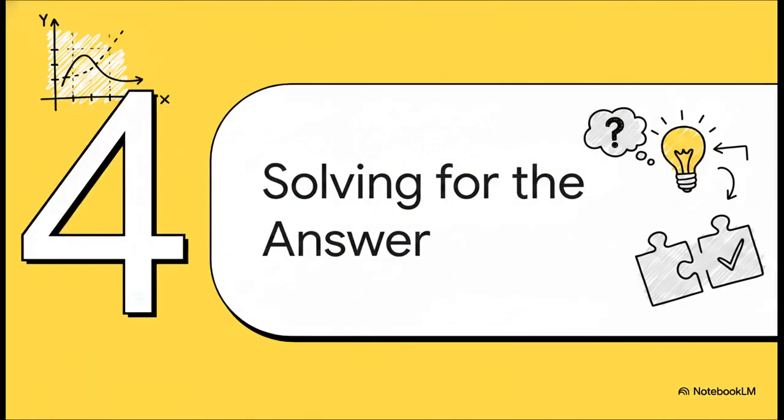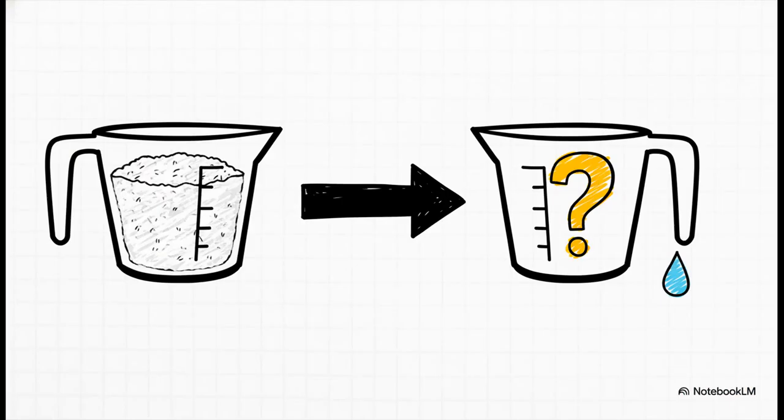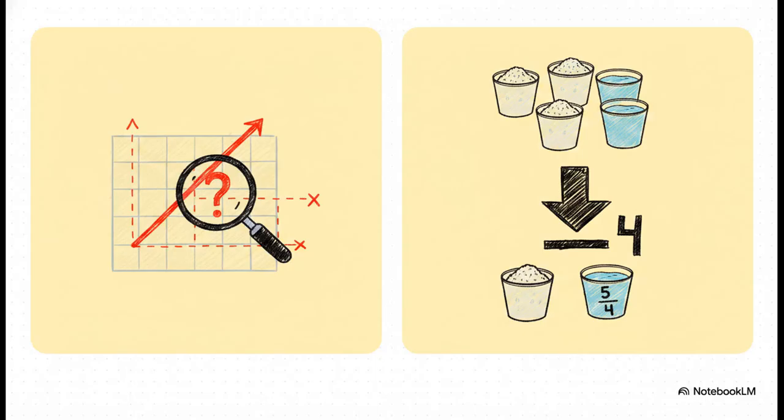So, with our beautiful graph all done, let's use it to tackle the second part of the question. The question itself is pretty simple. How much water do you need for just 1 cup of rice? Now you've actually got 2 great ways to do this. First, you could just use your graph. Find 1 on the x-axis, go up to your line, and then read the value across on the y-axis.